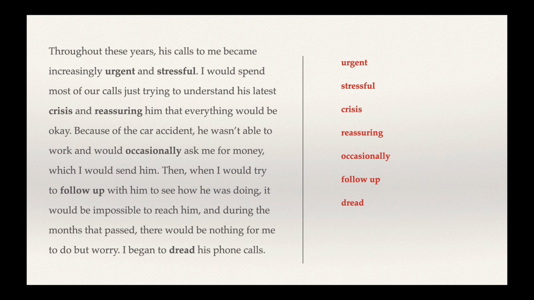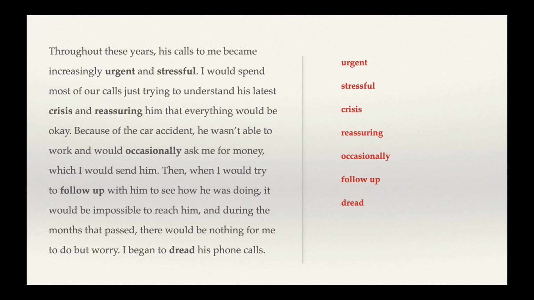And then she would try to follow up with him to see how he was doing. So follow up is another phrasal verb. And it's got the word follow in it, which means to go after. So if you were to guess what follow up means, try to put a verb in there that makes sense. It would be impossible to reach him. So she couldn't reach him. Reach someone means you can't find them. So she couldn't find him. She couldn't talk to him.